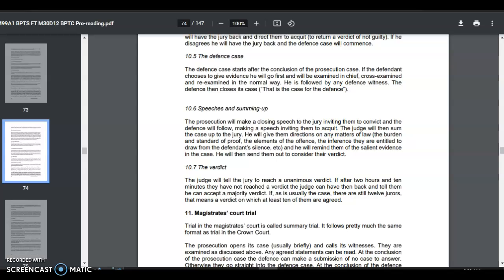The judge shall direct them on the matters of law, the burden and the standard of proof, and the elements of the offense shall be told to the jury by the judge. The inference they are entitled to draw from the defendant's silence. He will remind them of the salient evidence in the case. So the judge shall tell them all about the case that is necessary for the jury to know. He will then send them out to consider their verdict.